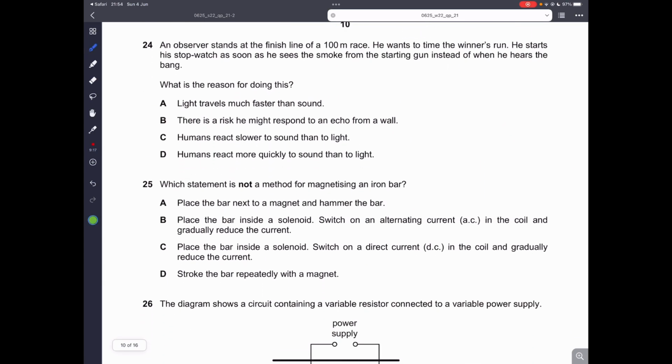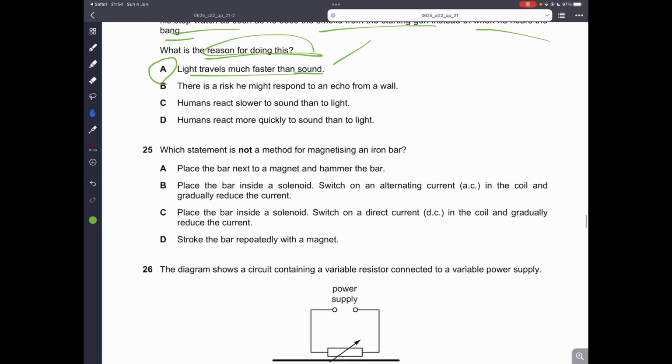Question 24. An observer stands at the finish line of a 100-meter race. He wants to time the winner's run. He starts his stopwatch as soon as he sees the smoke from the starting gun instead of when he hears the bang. What is the reason for this? This is because light travels much faster than sound. So 24A is the correct answer.